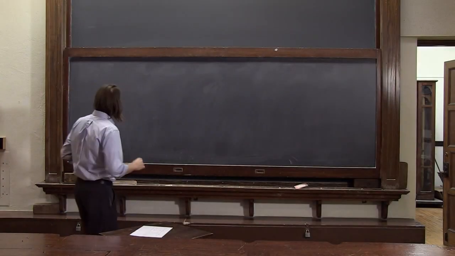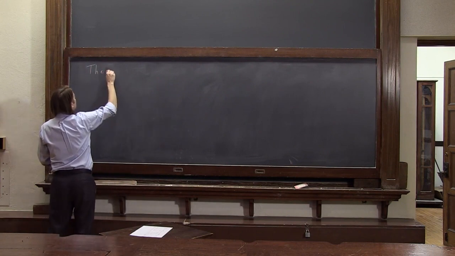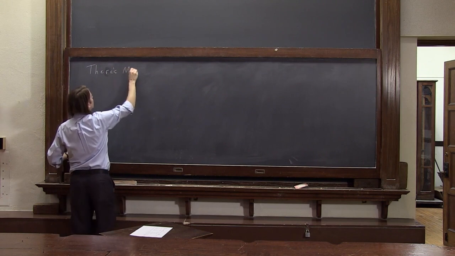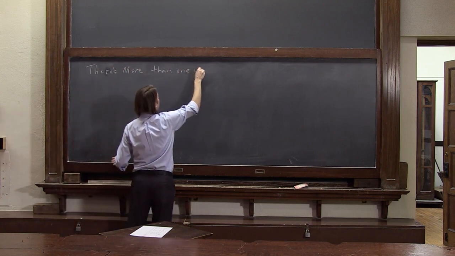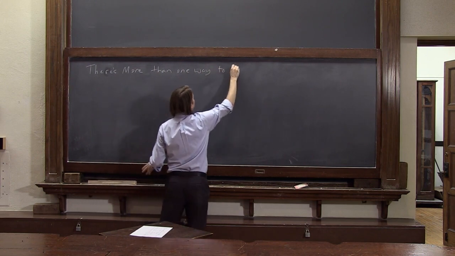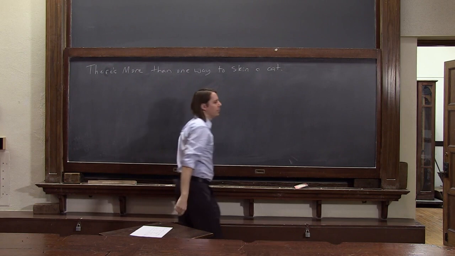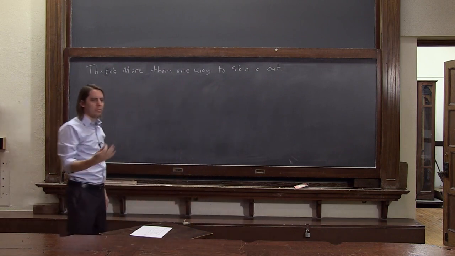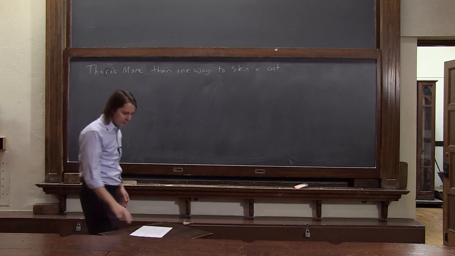One more. This one is called, there's more than one way to skin a cat. Perhaps you've heard that phrase. I didn't just make that up. The early electrostatics people definitely knew that there's more than one way to skin a cat.